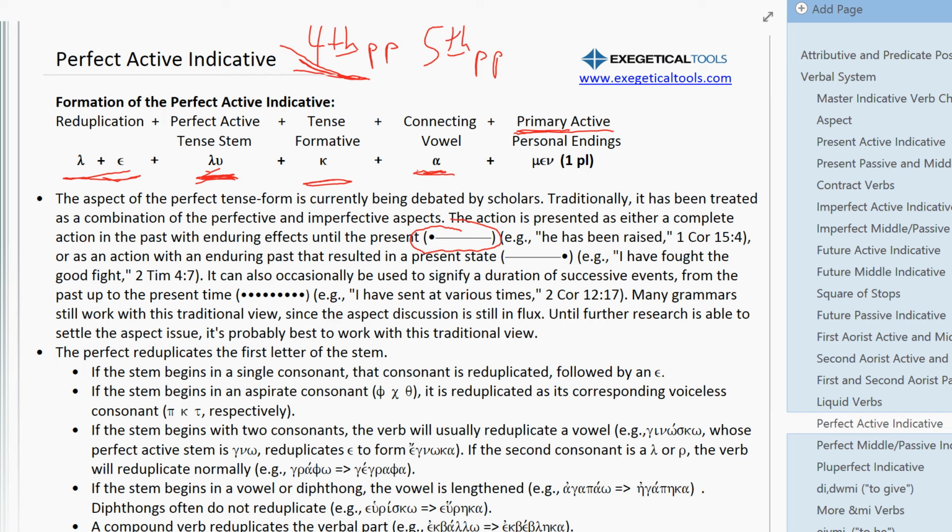A lot of grammars still work with this kind of traditional view because the aspect discussion is still in flux. Further research, it's going to be a while probably before the dust settles on how we're actually supposed to take the perfect tense, what the aspect is. For now, it's okay if you want to work with the traditional view, but the various positions are as follows.